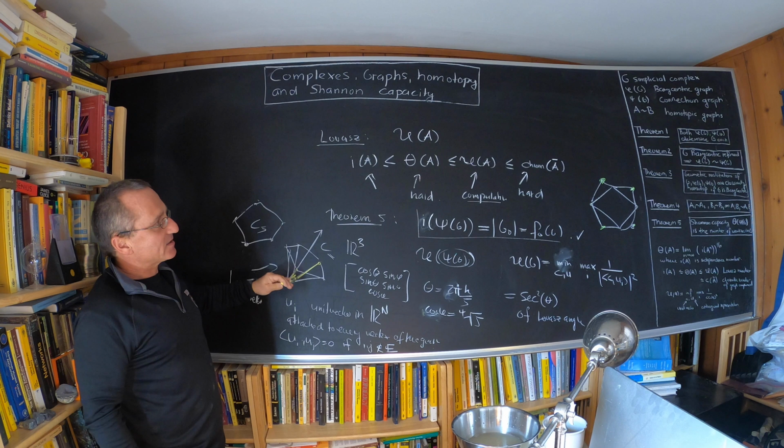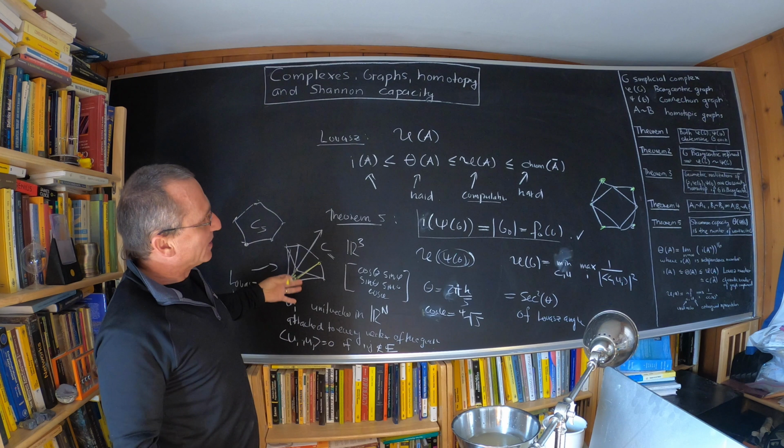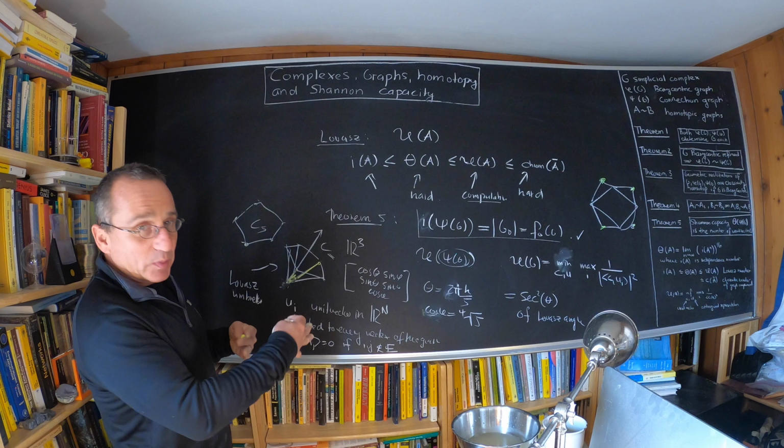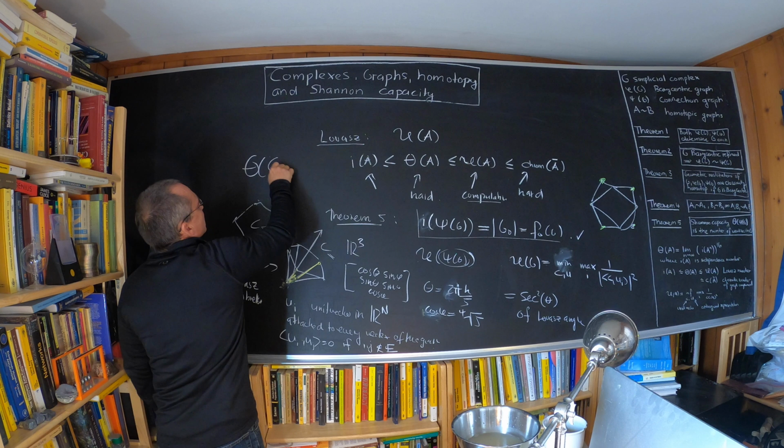You can also bound it from below, right? You can bound it from below here so that you have the square root of 5, but then you have also an upper bound, and so you can compute this thing for C5.